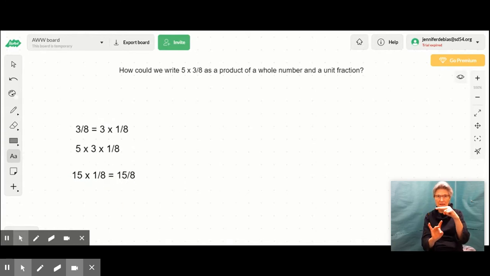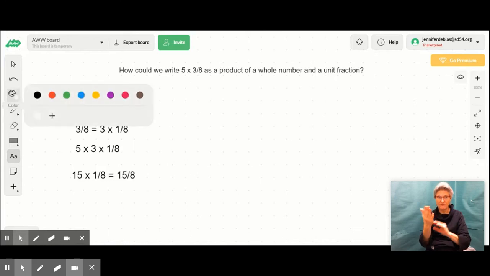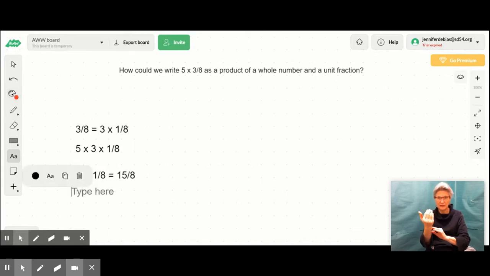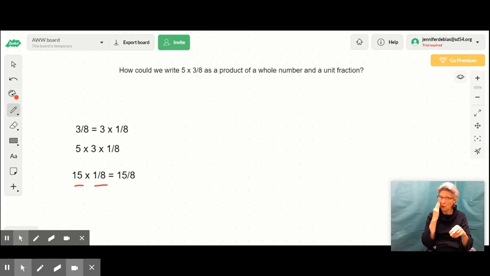15/8. So here I've typed it as a product of a whole number. 15 is my whole number. And I'm just going to underline that. Whoops, maybe not. My whole number, 15, times my unit fraction, 1/8. And I know that that's a unit fraction because it's 1 part of the whole. And my product is 15/8. So now you're going to get a chance to do that and also to draw a model.